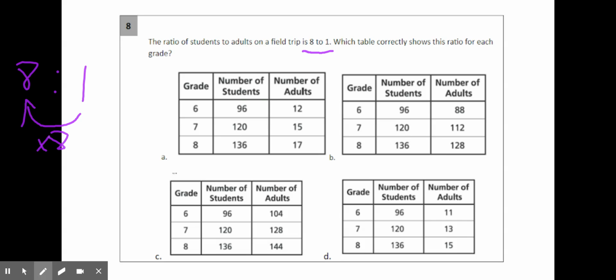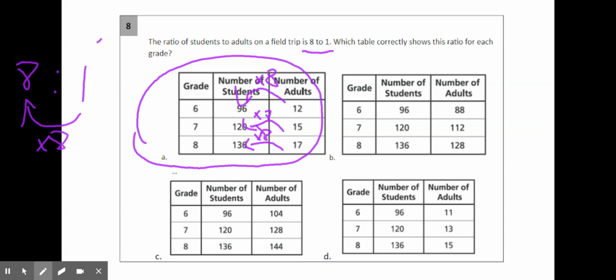So we have to look for the table that has the relationship of adults multiplied by 8 to get the exact number of students. So if we did 12 times 8, we actually do get 96. If we did 15 times 8, we get 120, and then 17 times 8, we get 136. So we got lucky on this one, and A was our correct answer. If we checked B, 88 times 8 is not 96. So that does not follow our ratio.